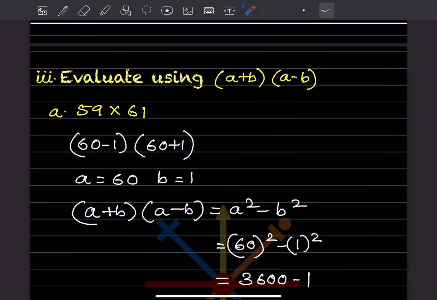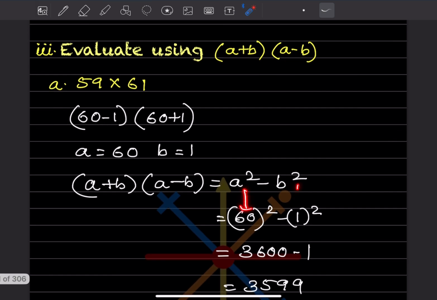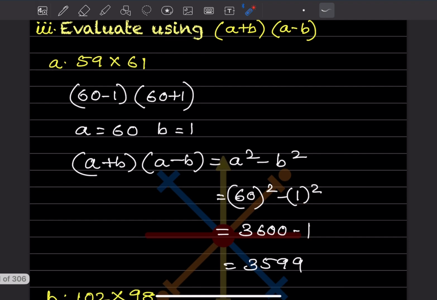So now we are going to use this one and no other formula will be used because they said evaluate using this A plus B and A minus B. So A plus B and A minus B, that is going to be A square minus B square. Now we know what is A and B. So that is going to be 60 square minus 1 square. So 60 square means 6 6 are 36 and 2 zeros. And this will be 1. So that will be 3599.